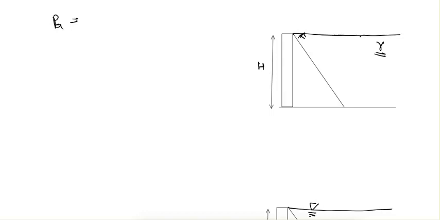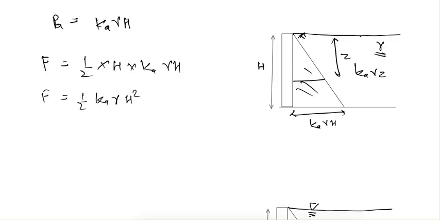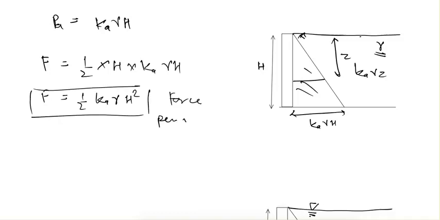For this case, active earth pressure is given as Ka gamma H if we are talking about depth H, and at any depth Z it would be Ka gamma Z. If we want to find out the force, then force can be given as the area of this pressure diagram. So the area is equal to half into H into Ka gamma H. So force is equal to half Ka gamma H square, and this is the force per unit length of wall.